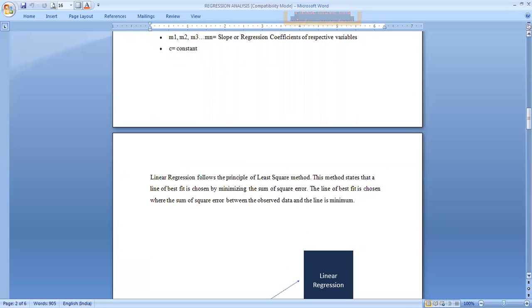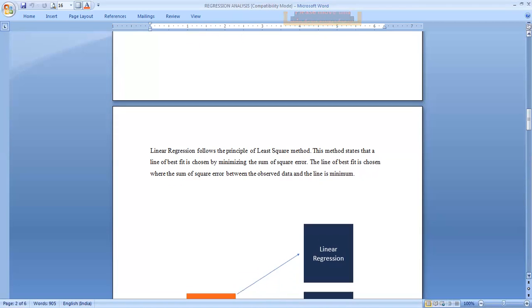The line of best fit is chosen where the sum of square error between the observed data and the line is minimum. So according to the method of least squares, a line of best fit is chosen by minimizing the sum of square error, where the sum of square error between the observed data and the line is a minimum.